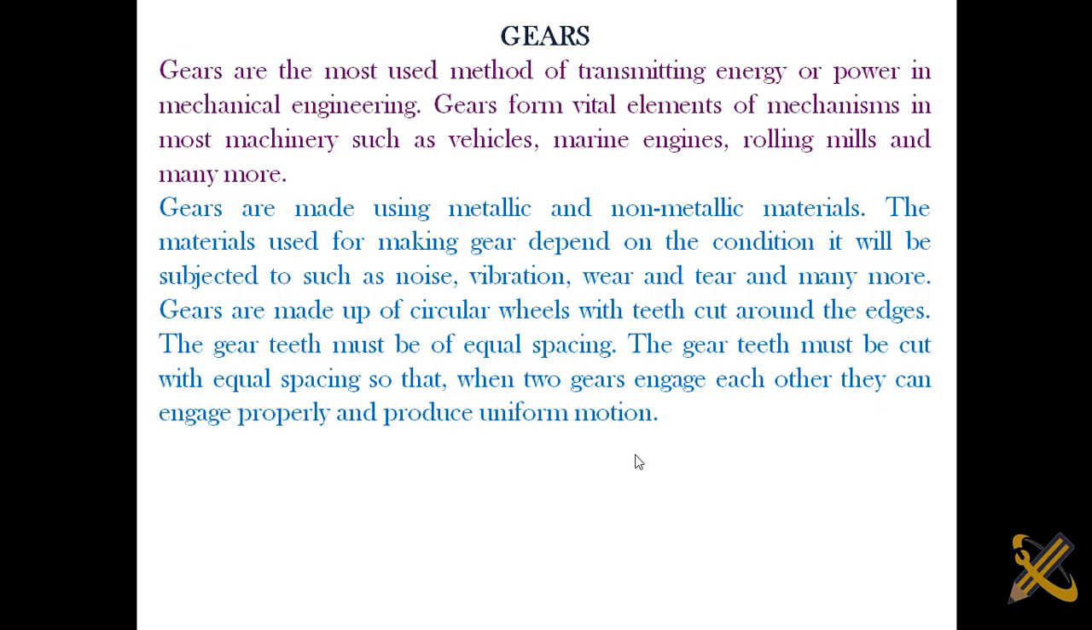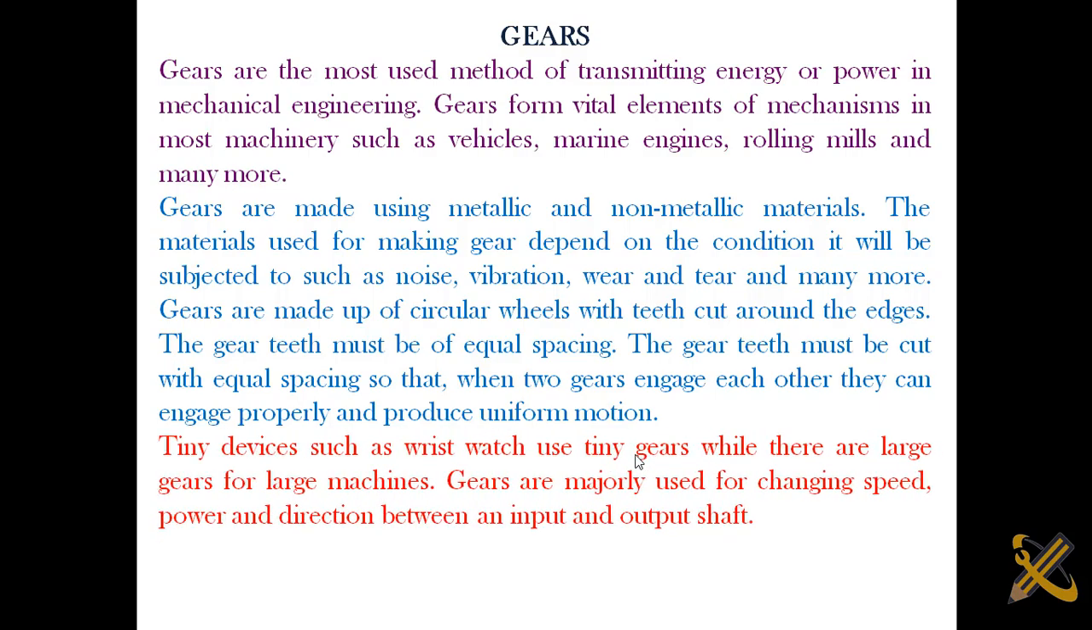So the gear teeth must be of equal spacing so as to enable their interlocking. All right. So the gear teeth must be cut with equal spacing so that when two gears engage each other, they can engage properly and produce uniform motion. That's just it. And that's the major reason why you need to ensure that the teeth of the gear are uniform, are equal. All right. So also, tiny devices such as wristwatches use tiny gears, while there are large gears for large machines.